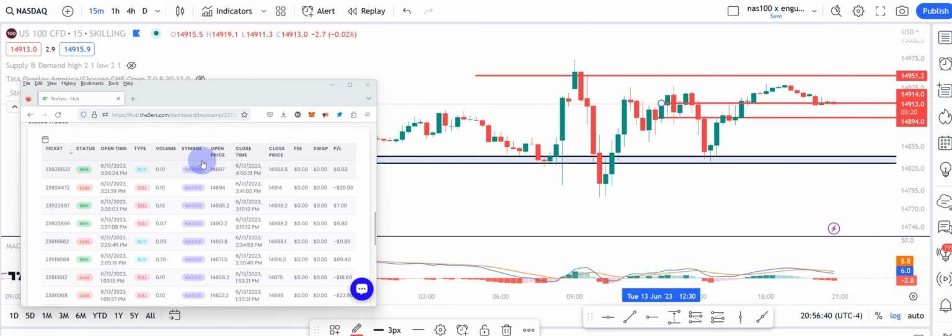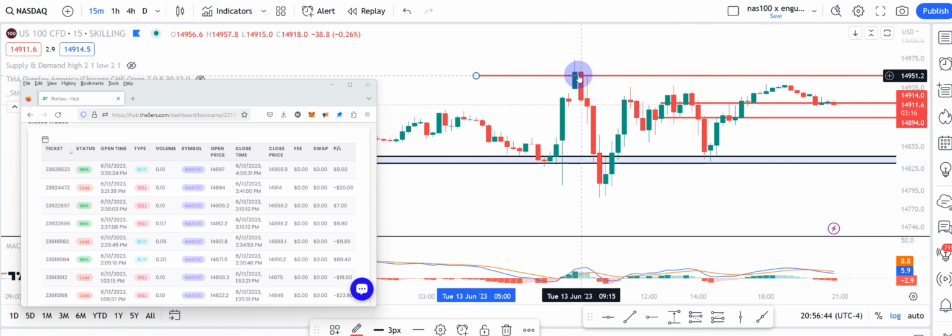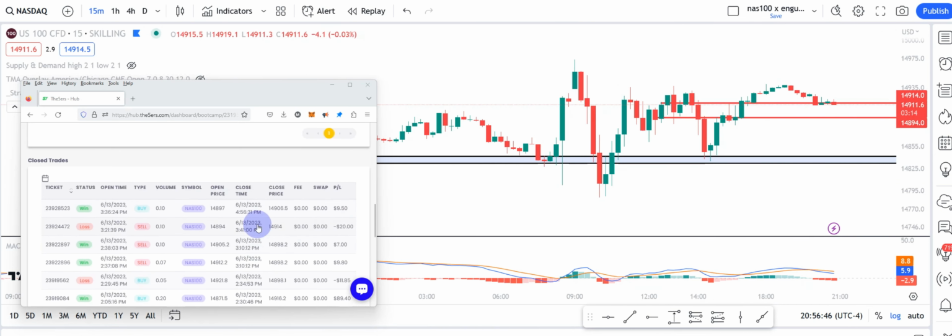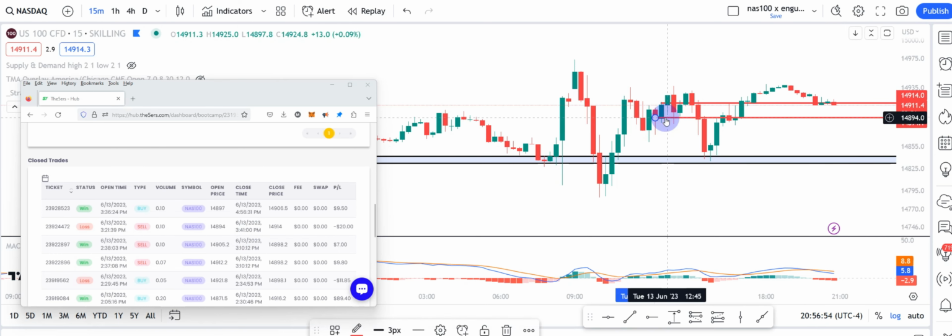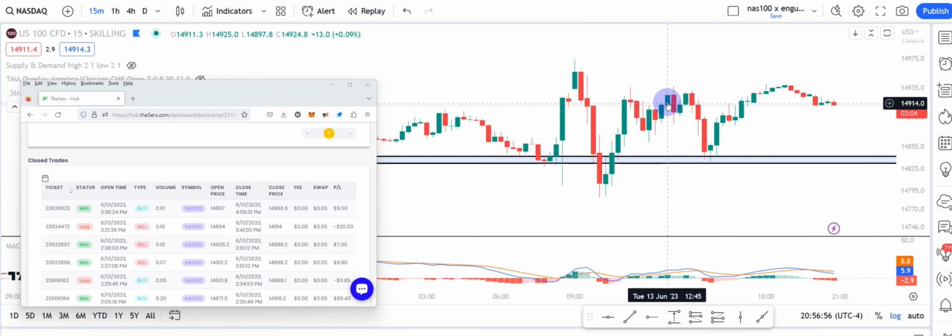Let's see now. The next trade. So this was one trade. Let's get rid of this now. It's one trade. That was that one. Okay. And then now we have the last trade, huh?